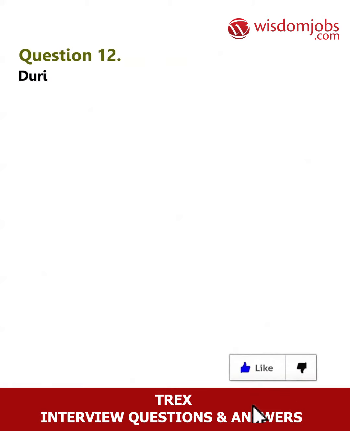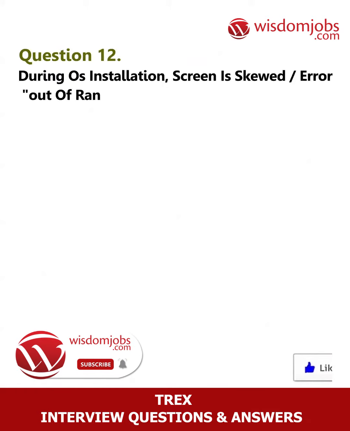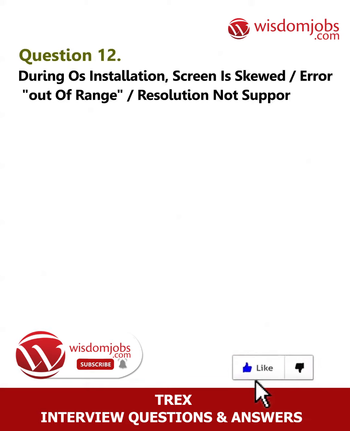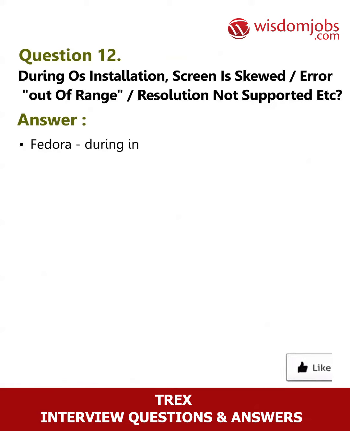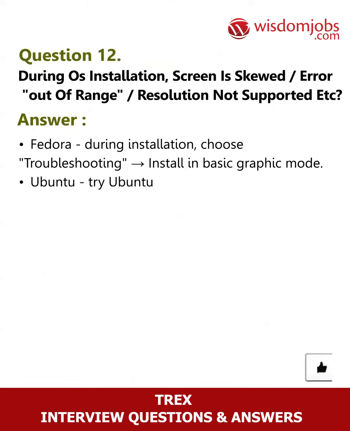Question 12. During OS installation, the screen is skewed, with errors such as out of range or resolution not supported. Answer. Fedora: during installation, choose troubleshooting, install in basic graphic mode. Ubuntu: try Ubuntu Server, which has a textual installation.